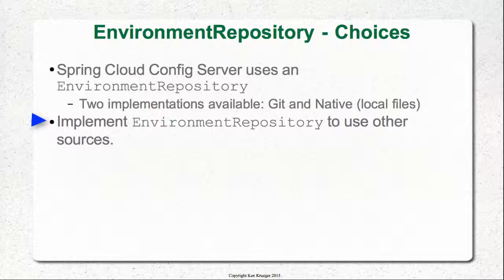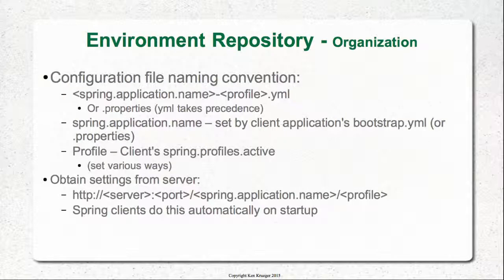Now, if you have a different source control system that you want to use, or some other source of configuration information that you want to use, all you would need to do is provide your own implementation for environment repository. So if today you had to use Subversion or another source control system, you would just implement that interface. In fact, before you do, you might want to check to see if such an implementation has been added to Spring Cloud or has been contributed by someone in the community. It's very possible that someone would.